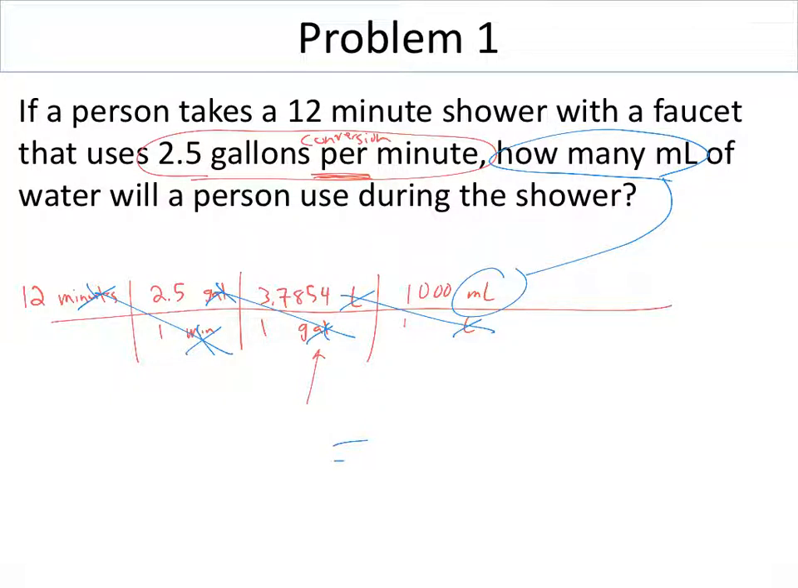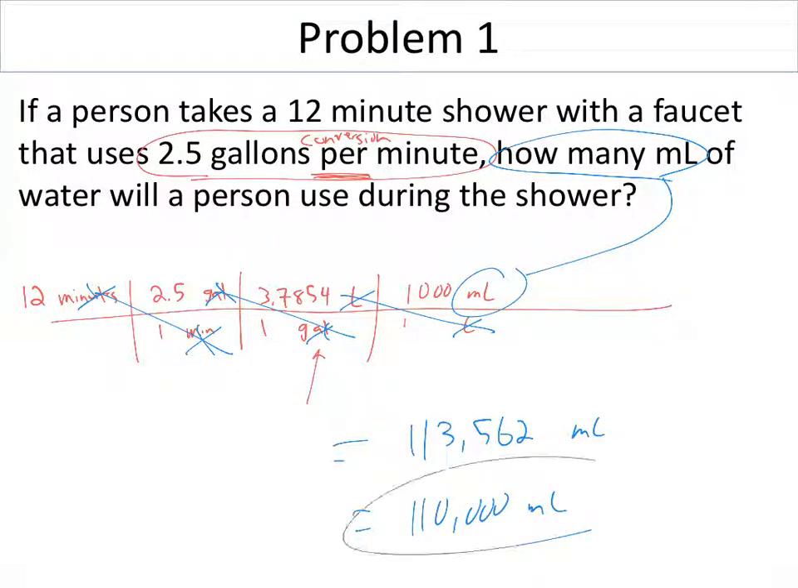So I have 12 times 2.5 is 30 gallons for the course of the 12-minute shower. And each of those gallons is 3.7854 liters. And each of those liters is 1,000 milliliters. So I have 113,562 milliliters. So 110,000 milliliters rounded to 2 significant figures. That's question number 1.